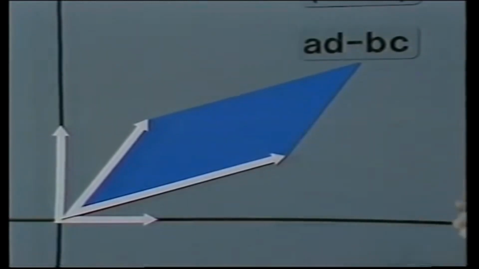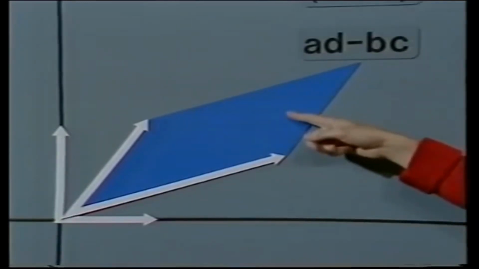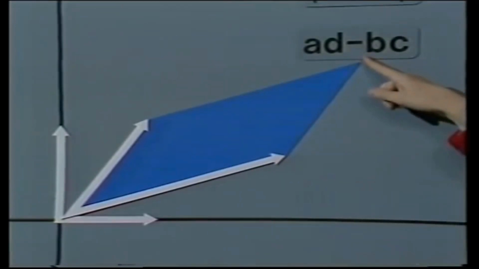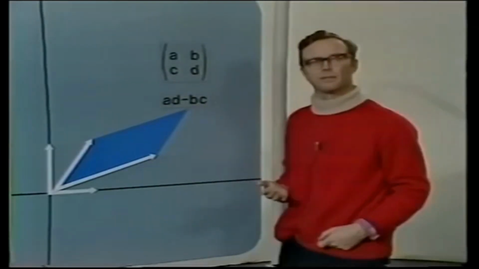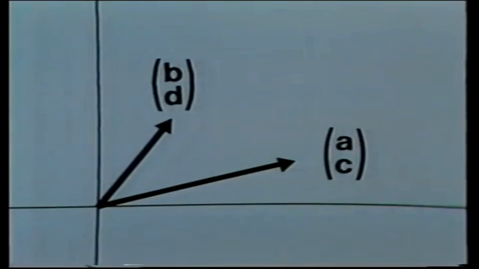But how can we distinguish between these two cases? What we do is to look at the area of the parallelogram. And it turns out that this area is AD minus BC. Well, how do we get that? The image of the first basis vector is AC, and the image of the second is BD.